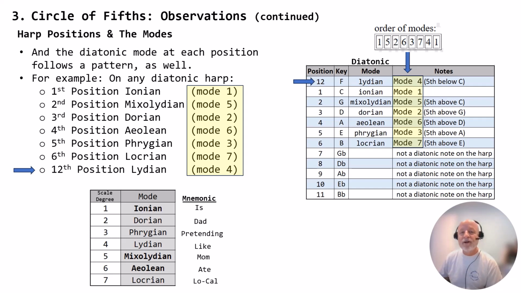So you can see there's a little graphic up there, the order of the modes, 1, 5, 2, 6, 3, 7, 4. And that's something you just have to memorize. That's a really important pattern to memorize. 1, 5, 2, 6, 3, 7, 4. And as we're going to see, memorizing it in the opposite direction is going to be important as well.